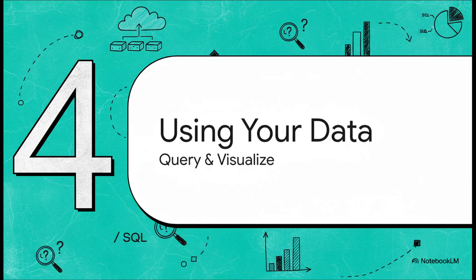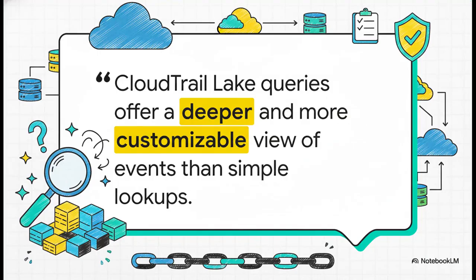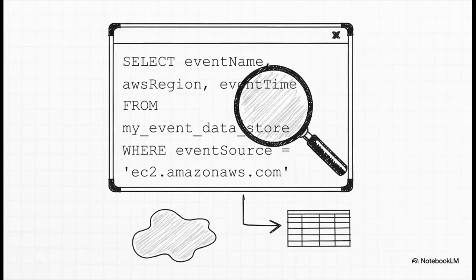Okay, so we've got all this data pulled together in one place. Now for the fun part. How do we actually use it to find what we're looking for? This quote really hits the nail on the head. You're no longer just filtering by a username or an event name. You are performing deep database-style analysis to find patterns, correlate events, and really find that needle in the haystack. And you do all this with a language that tons of engineers and analysts already know, SQL. Just look at this example. It's a clean, readable query to find all EC2 API calls that happened after a certain date. This is just infinitely more powerful and flexible than the old key-value search.